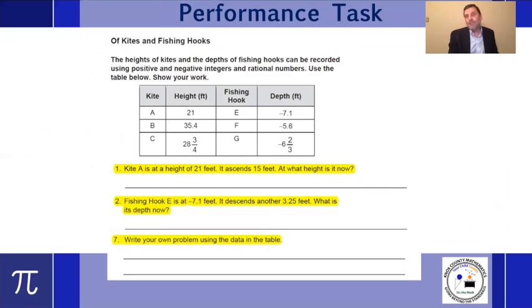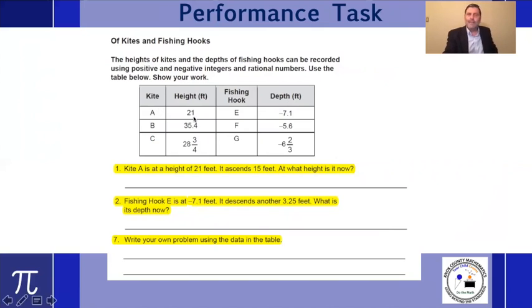If you come back to us next week, we're going to work on 3, 4, 5, and 6, which is multiplying and dividing integers. But in this part, on problems 1, 2, and 7, you've got kites and fishing hooks. You've got a kite A, kite B, and a kite C, which has a height. Each kite is a certain height. The heights of the kites and the depths of the fishing hooks can be recorded using positive and negative integers and rational numbers. So we're going to hit some rational numbers, fractions. Use the table below to show your work.